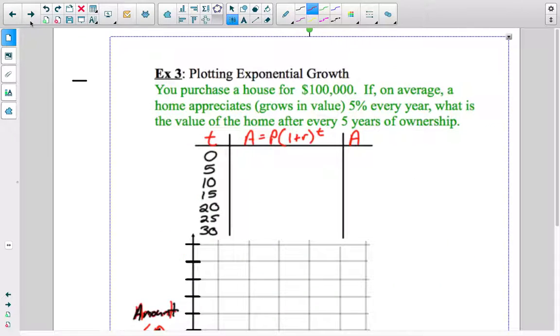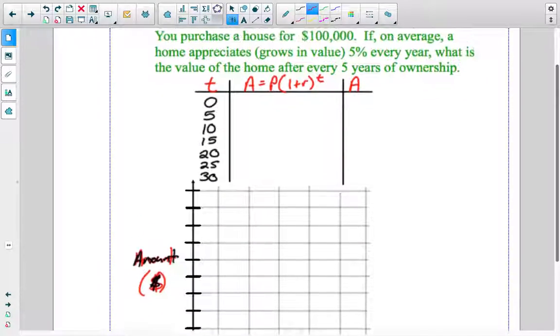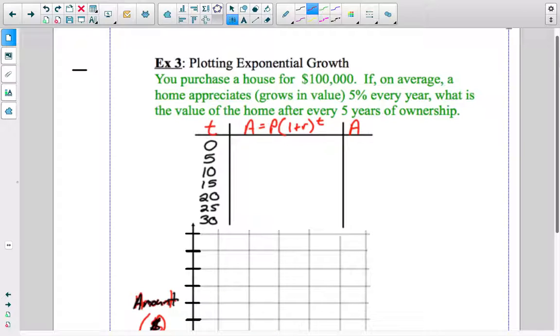Last but not least, I thought it'd be good to just get a visual on how this works, because you're probably a little bit shocked by that last answer. Well, homes can be a good investment as well. There's a lot of variables and scenarios that could make it grow in value or lose in value, and a lot of those things we actually don't have control over.